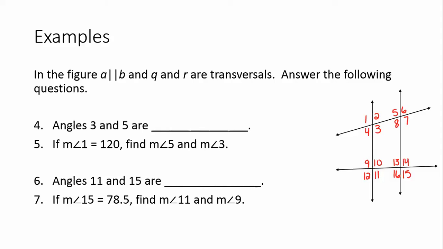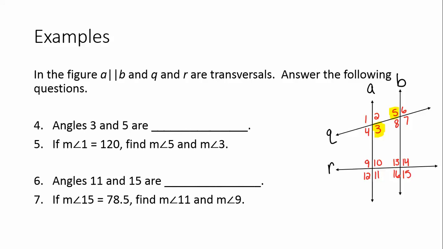In this figure, lines A and B are parallel, and I failed to mark those two lines. So this is A and this is B. Those are parallel. Q and R are transversals. So now we're going to try to draw some relationships between some of these angles. So for example, angles 3 and 5 are blank. So I'm going to go ahead and highlight 3 and 5.